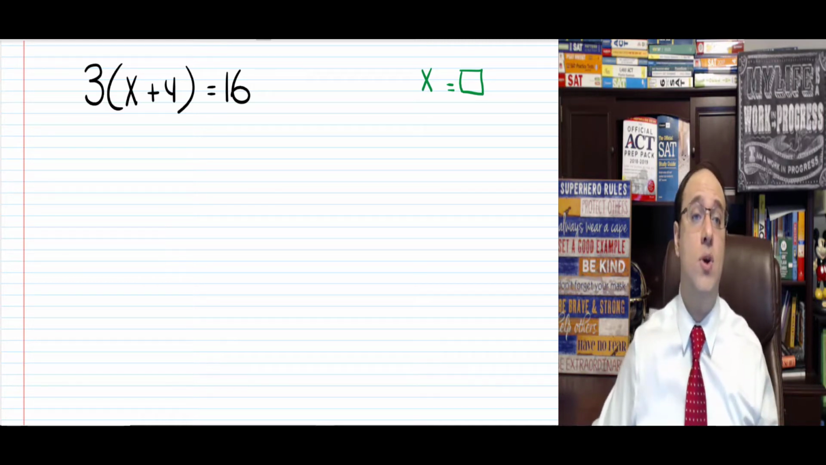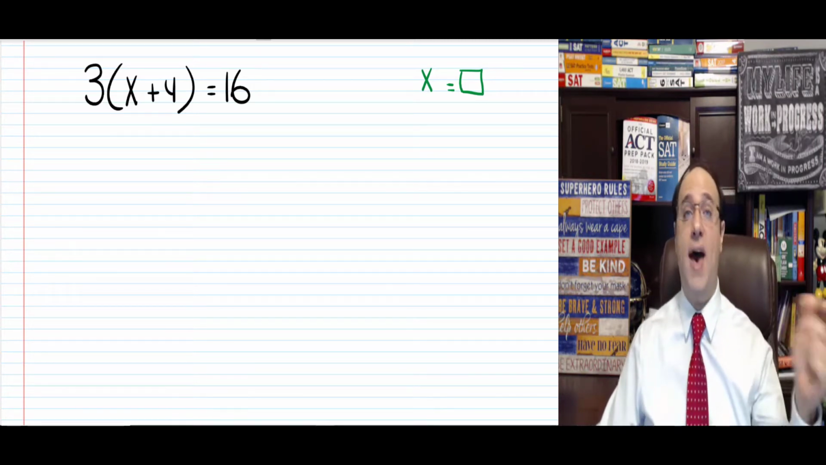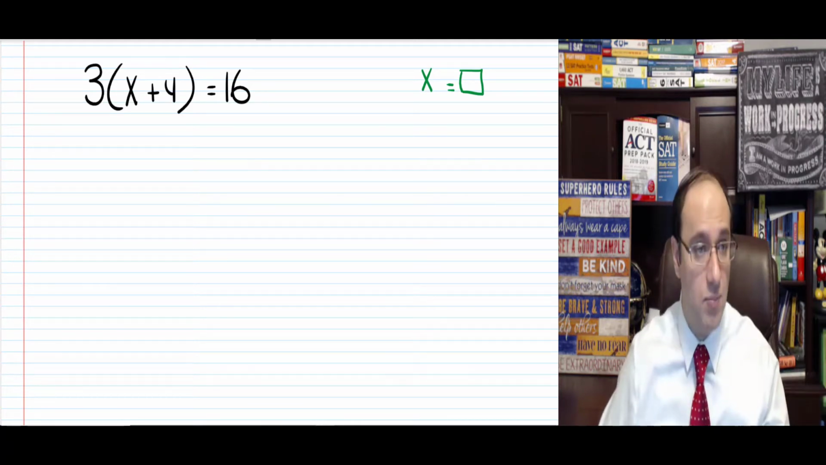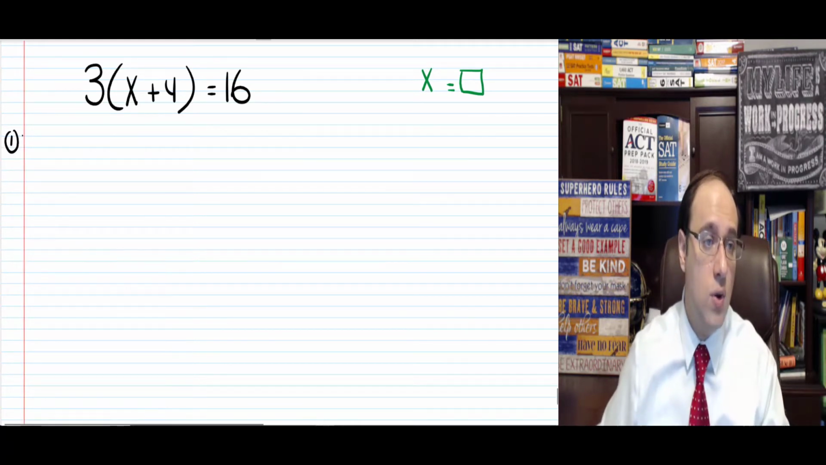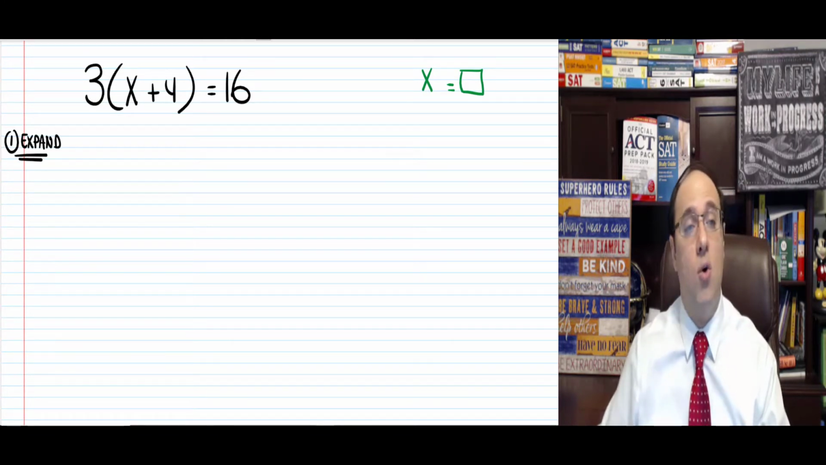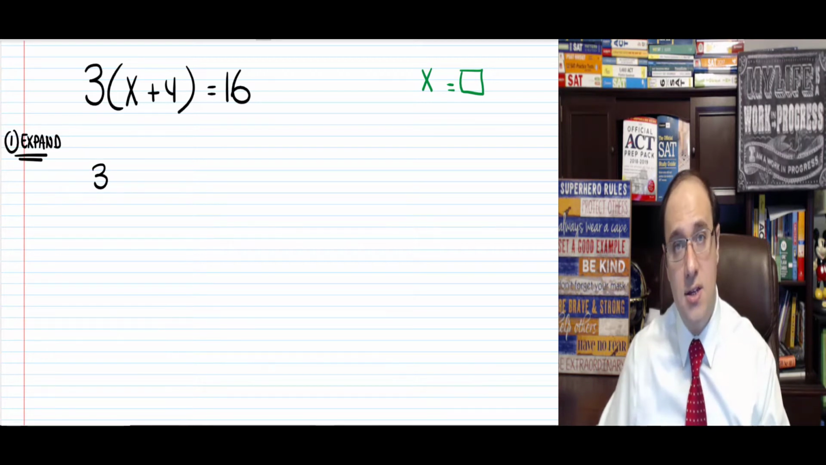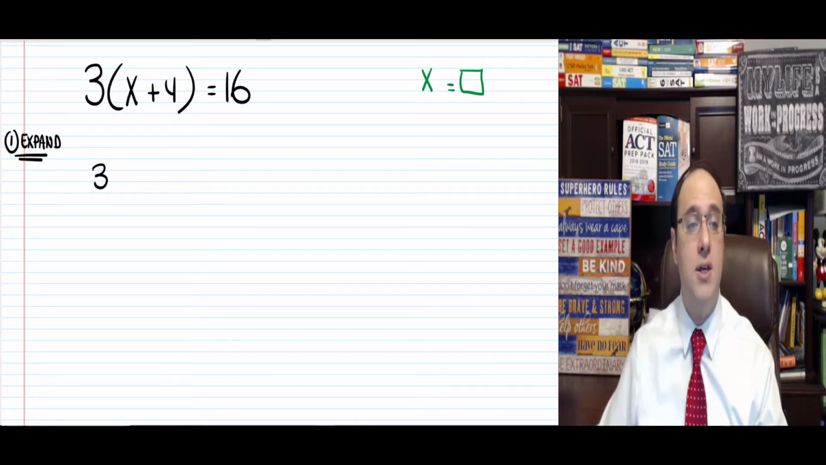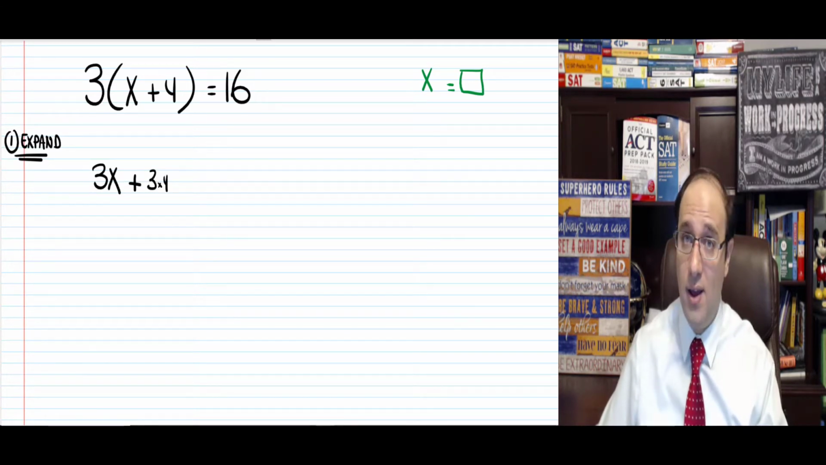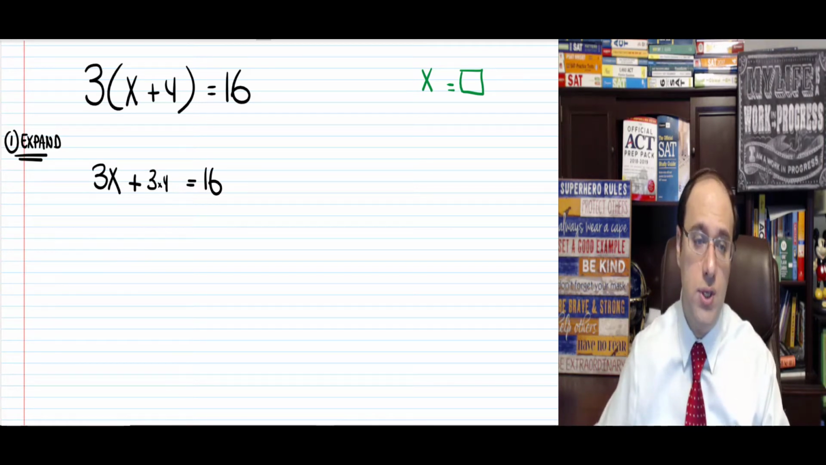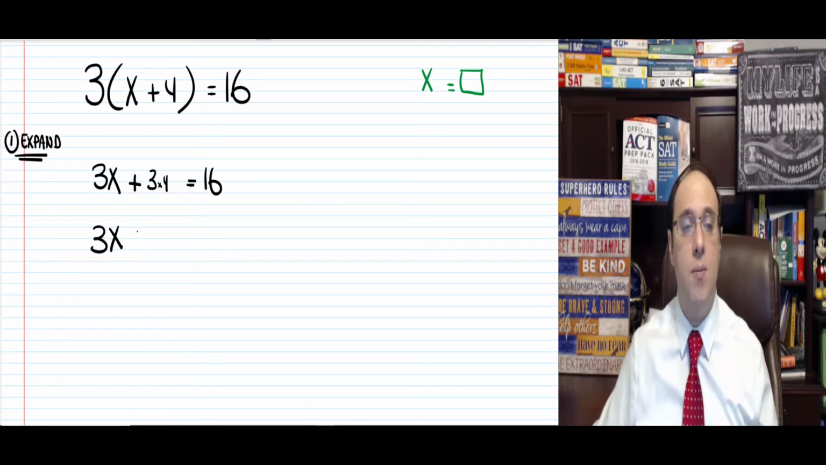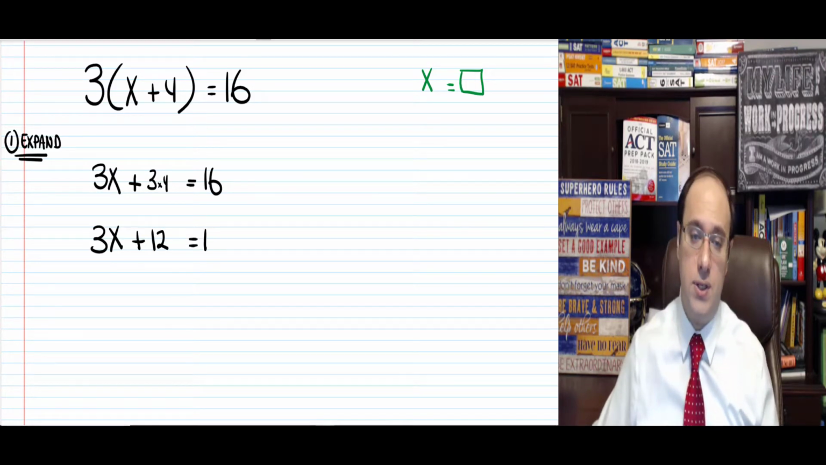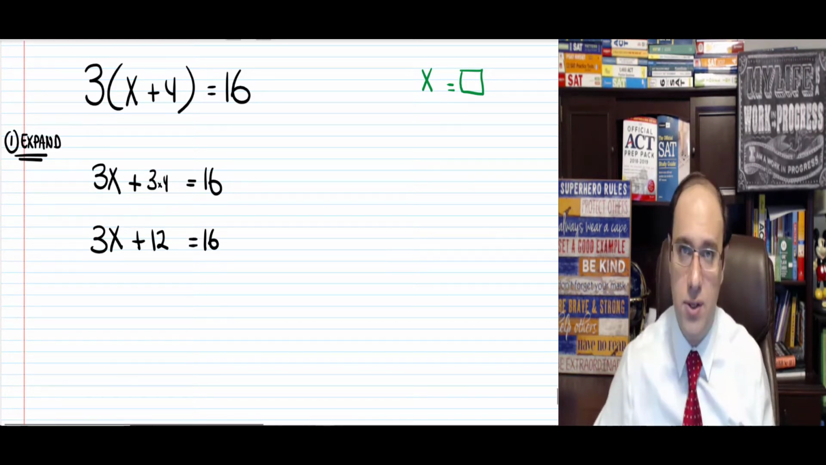So the first thing you need to do when you have parentheses like this, when it's already factored, is you need to expand. So step number 1, we need to expand in order to get the x by itself. So 3 times x plus 4 is 3 times x plus 3 times 4. Okay, I just expanded. 3x plus 3 times 4 equals 16. So 3x plus 12 equals 16.